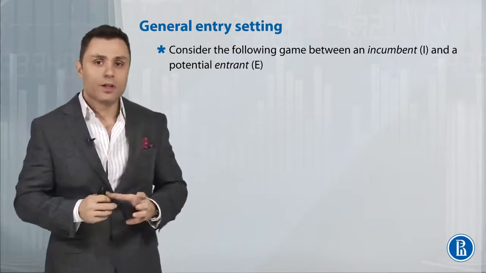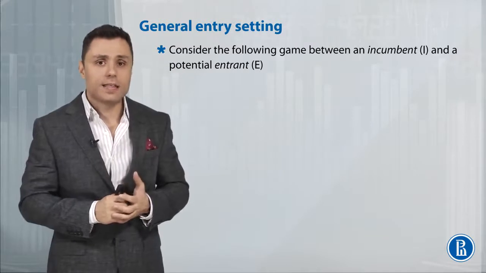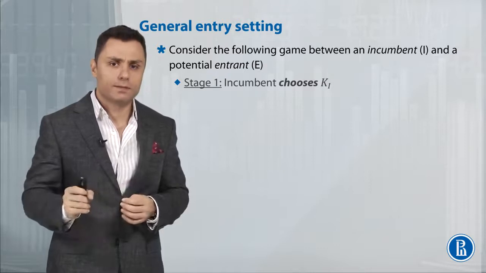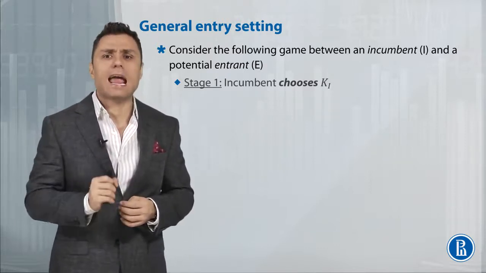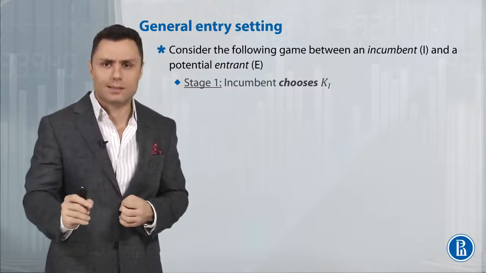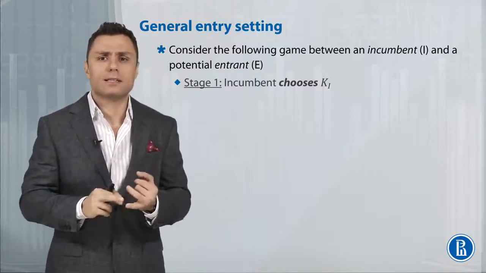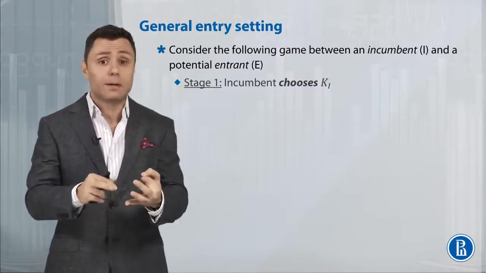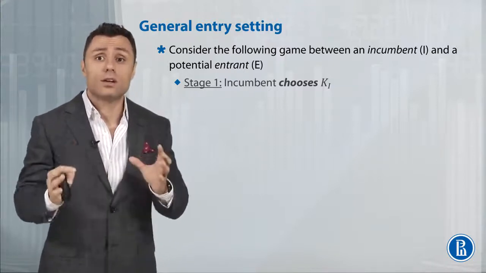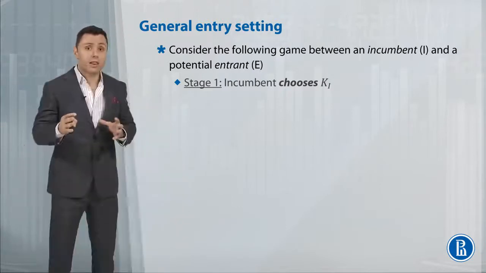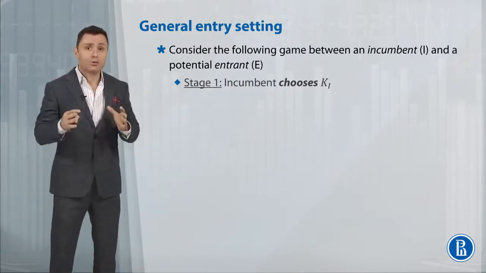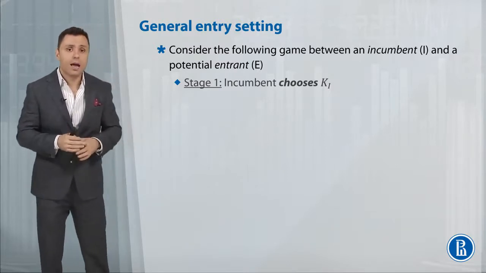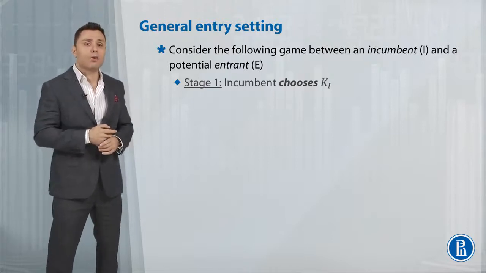We will have 3 stages. In the first stage, the incumbent chooses a level of investment. This investment can be anything you want. It doesn't have to be capacity like we did before. It can be capacity, it can be advertisement, it can be lobbying, it can be anything you want to be. So, the investment is KI. It will be done by the incumbent, that's why it has an index I there, and it will be the first thing that will happen in our model.